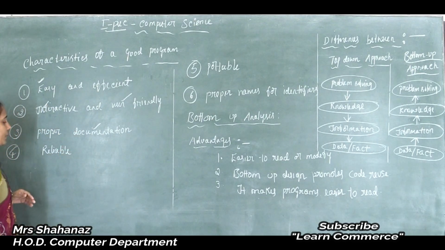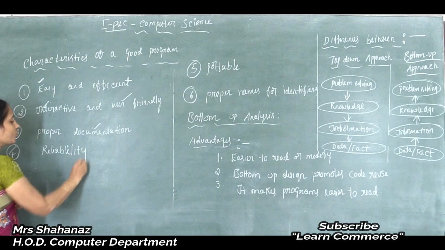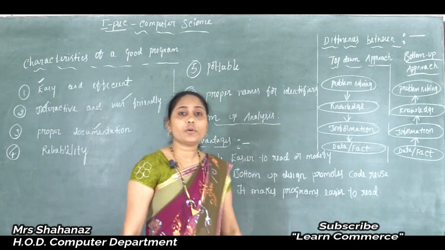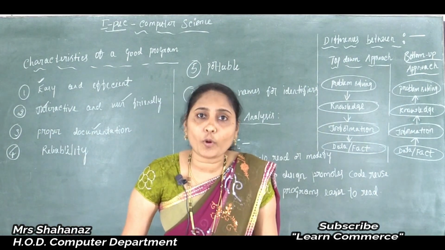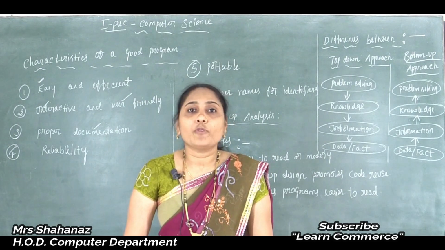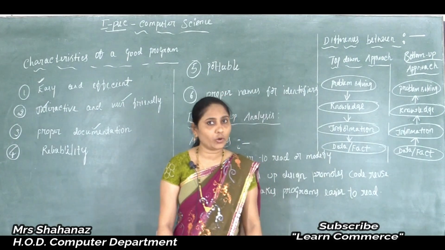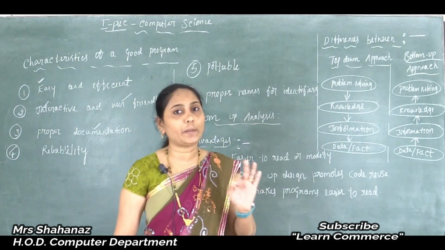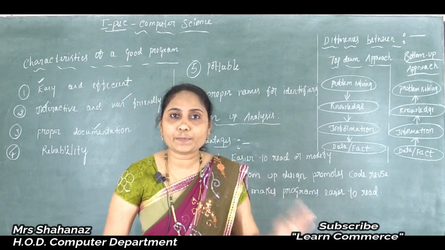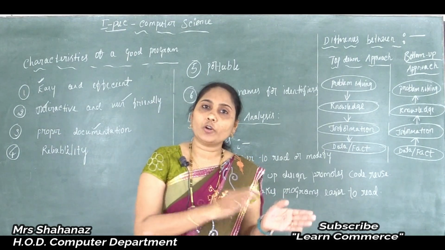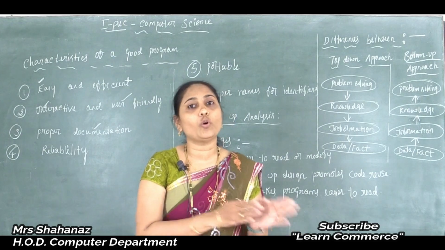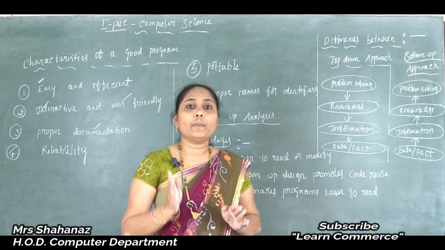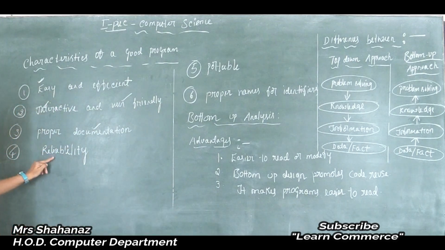And next one is reliability. What is the meaning of reliability? If it is a good program, such a program should recover from any kind of unexpected situation, like wrong data being input, or no data being given to our program. Such a program is called a reliable program. That means the program should be reliable.